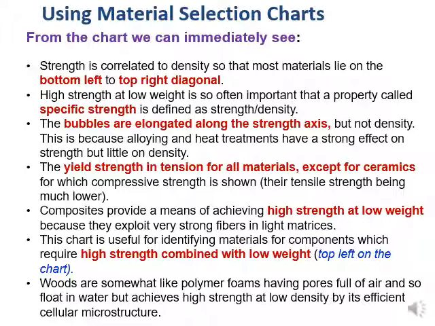Composites provide a means of achieving high strength at low weight, because they exploit very strong fibers in light matrices. This chart is useful for identifying materials for components which require high strength combined with low weight, top left on the chart. Woods are somewhat like polymer foams, having pores full of air, and so float in water, but achieve high strength at low density by their efficient cellular microstructure.